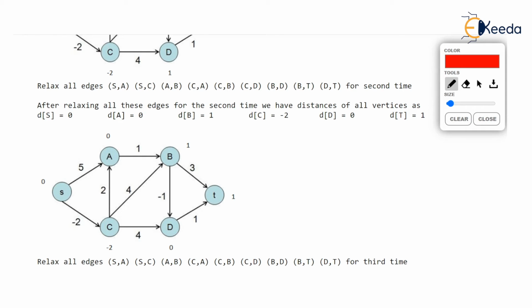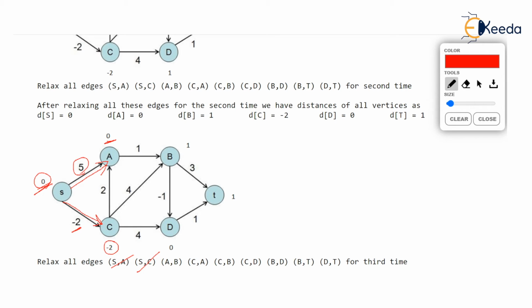Just run through this. S comma A. If you process this edge S comma A, this will be 0 plus 5, which is 5. But vertex A is already at 0, so why would you change it to 5? Similarly, S comma C is 0 plus minus 2, which is minus 2, and vertex C is already at minus 2. So there won't be any change.